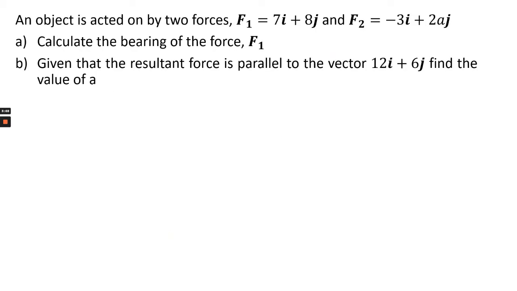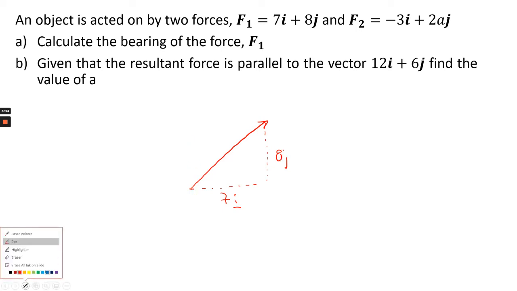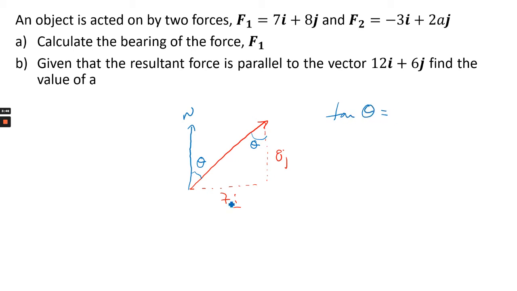We've got an object acted on by two forces, F1 and F2, and I want to calculate, part A, the bearing of the force F1. Now I know that if I've got this force, which is 7I plus 8J, then my bearing will be the angle that this makes with my north line, and so theta is my bearing. Theta is also the same as this angle, because I've got parallel lines, this north line and the 8J vector, and so I can say that tan theta is the opposite over the adjacent, so 7 over 8.